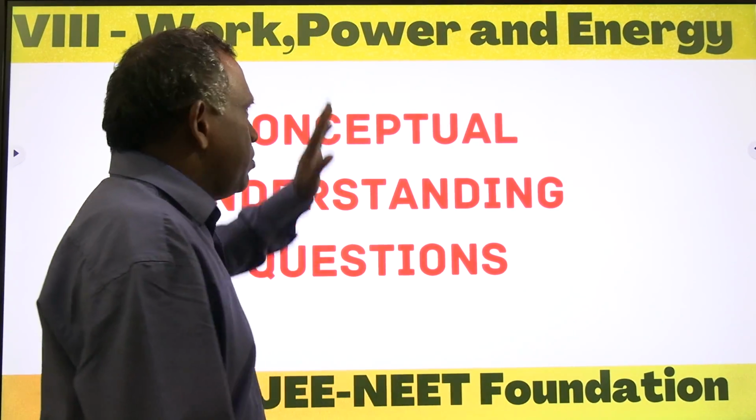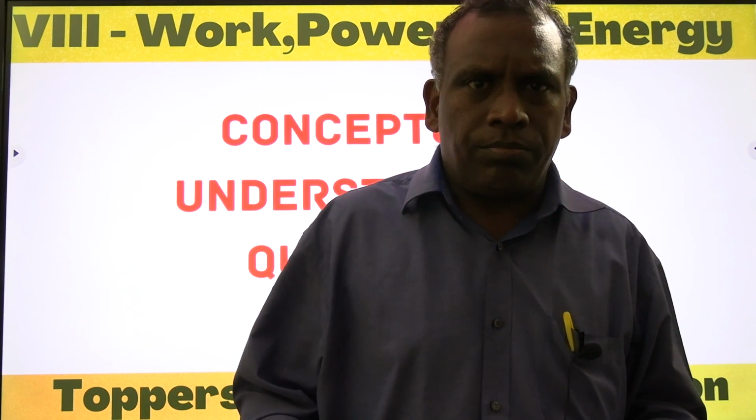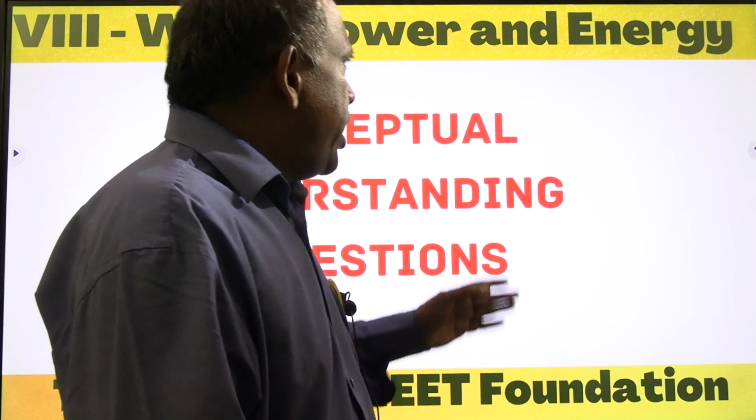And second, power. The rate of work done is called power. Power is work upon time. And energy, the capacity to do work, is called energy.